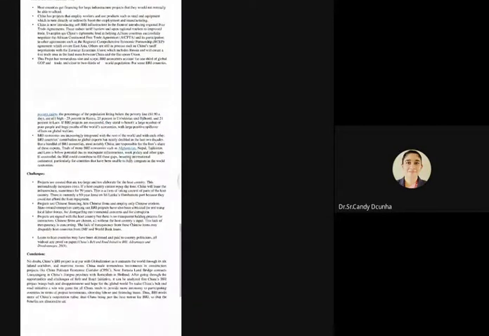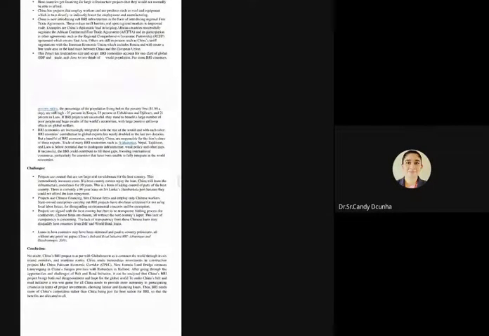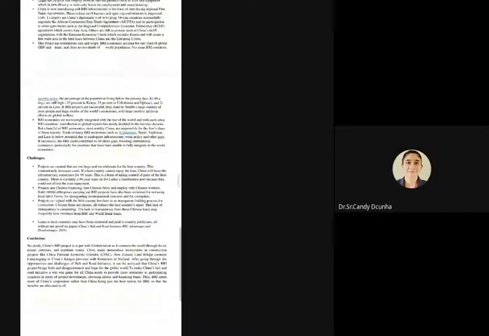So next comes the challenges. What are the challenges for the Belt and Road Initiative? Projects are created that are too large and too elaborate for the host country. This causes tremendously increased costs. If a host country cannot repay the loan, China will lease the infrastructure, sometimes for 99 years. This is a form of taking control of part of the host country. There is currently a 99-year lease on Sri Lanka's Hambantota port because they could not afford the loan repayments.